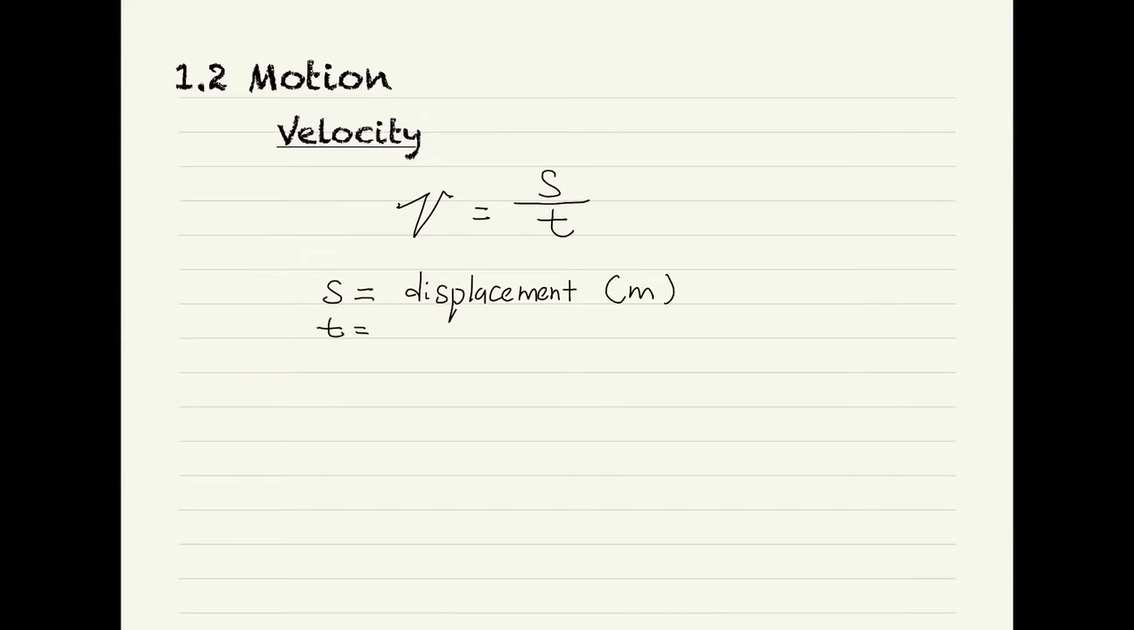The next one is the velocity. The formula is V equal to S divided by T. In here, S is the displacement with the unit meter, and T is time. The unit is second. V is the velocity with the unit meter per second.